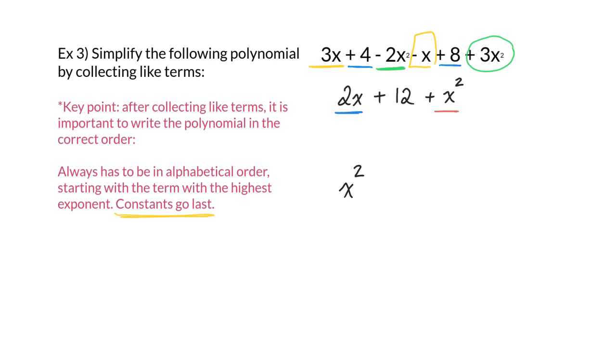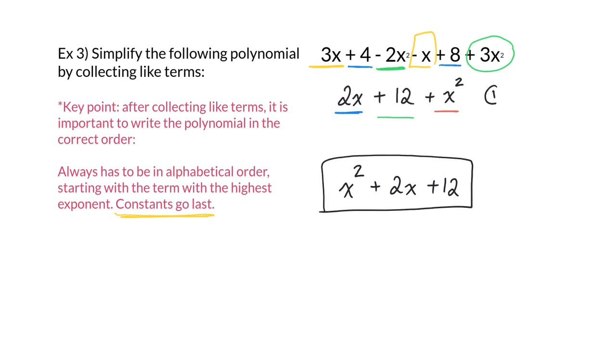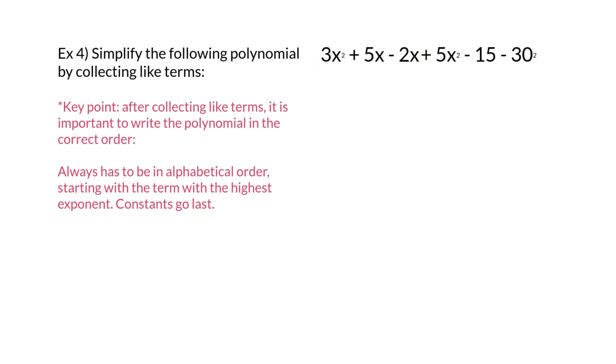Then I'm going to write 2x, right? Because 2x has an exponent of positive 1. And my constant goes last, plus 12. This is my final answer. So first, we collect like terms, and then we pay attention to the order in which we write our terms. Always do alphabetical order, starting with the term that has the highest exponent, and constants go last.